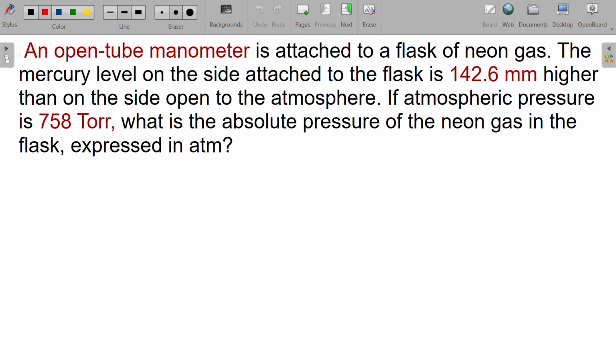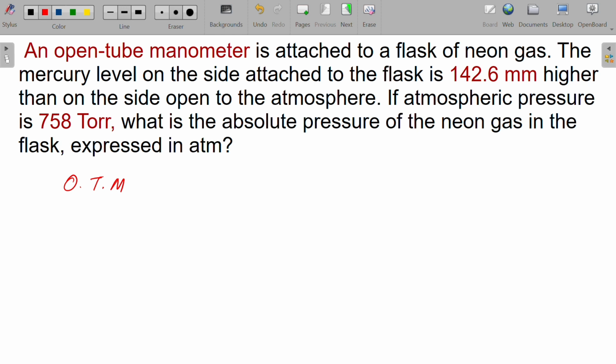expressed in atm? So to solve this question, we need to understand that we have two types of manometers. We have what we call the open tube manometers and we have the closed tube manometers. Let me represent them by letters. We are saying this is O for open, T for tube, and M for manometer.